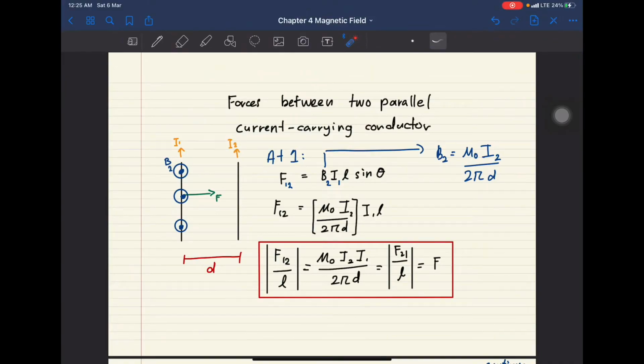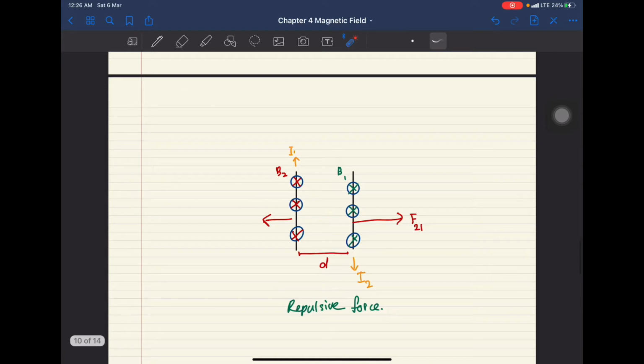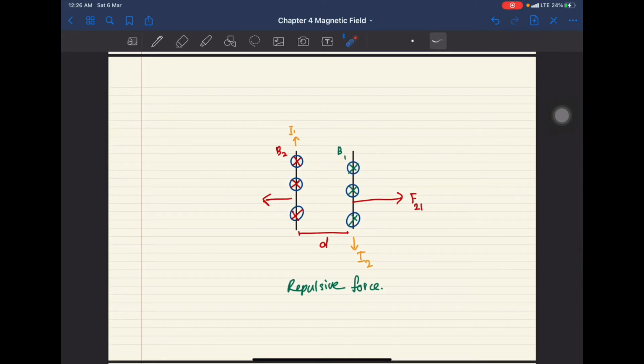So that's another way of explaining the situation over here. It's up to you which one you want to understand, but normally in assignments, the main thing you want to know is whether it is an attractive force or a repulsive force. The easiest way to remember is, if you have current in opposite directions, like I1 and I2 over here, it will be a repulsive force. So these two current carrying conductors will try to push each other away.